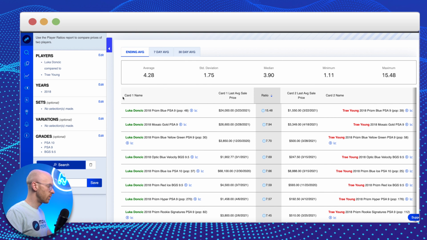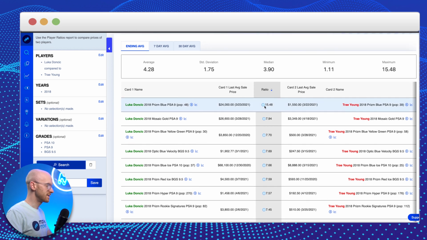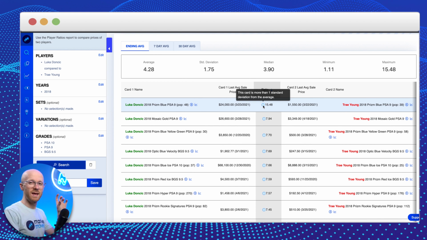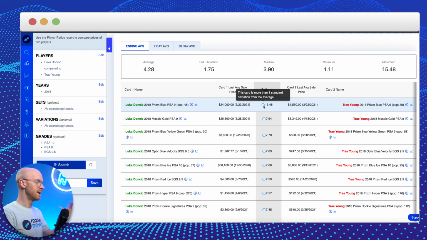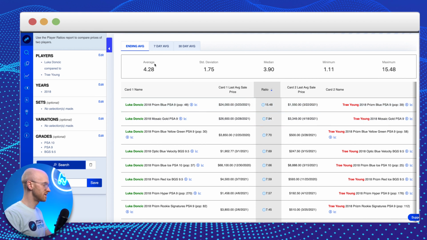And if you come down here, what you'll see in this max is, first of all, this little exclamation point. It's basically an alert saying, hey, there's an outlier here. There's something that's more than usual. And what that is, it's more than one standard deviation from the mean, from the average. And in this case, it's 15.48, which is obviously a massive, massive increase from this 4.28 average.